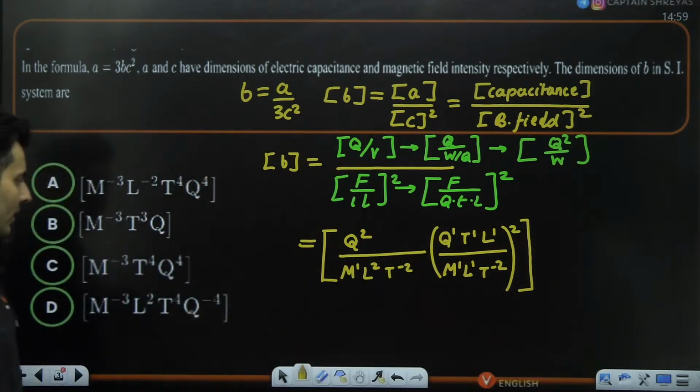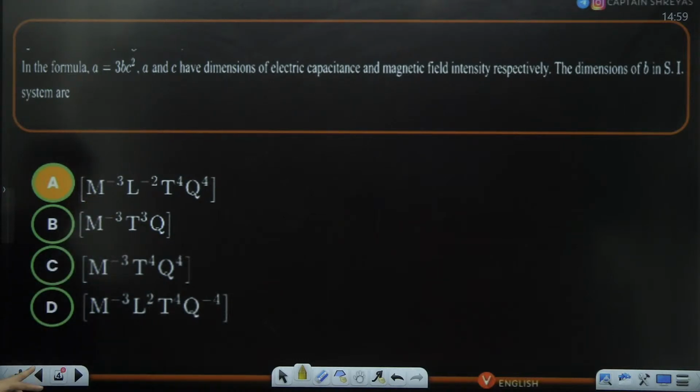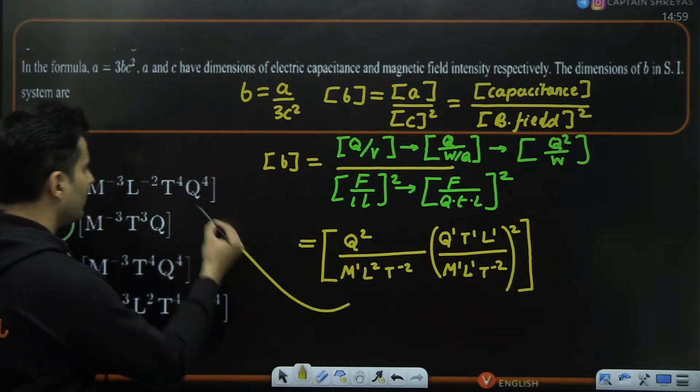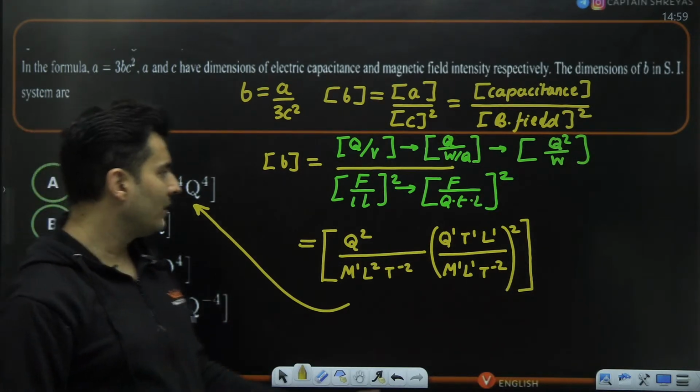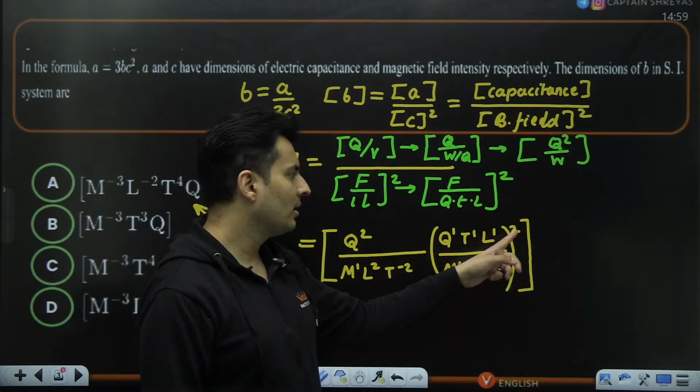Solve and see what is the answer. You should get this as option A, most probably. You can see why you should get it as option A. Q raised to 1 raised to 2.